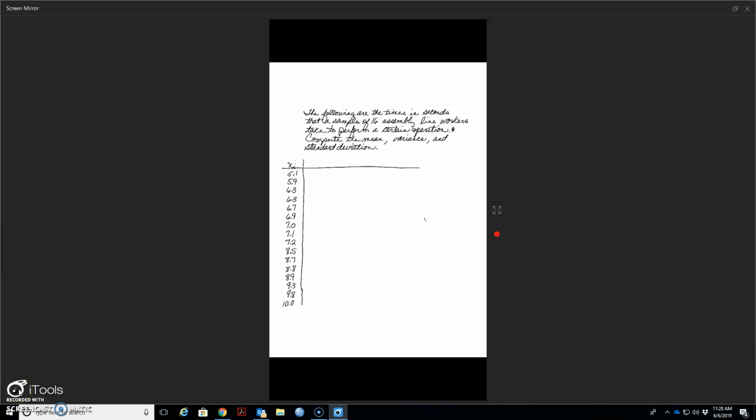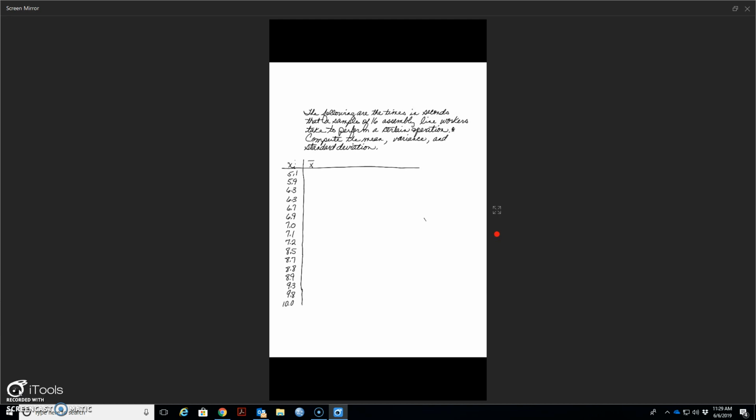Okay, so we're going to compute the mean, the variance, and the standard deviation in this video. So I have already put my numbers, my xi values. These are seconds that a sample of 16 assembly line workers take to perform some operation. And so I've already listed those, and I put them in order, but you really don't have to sort them.